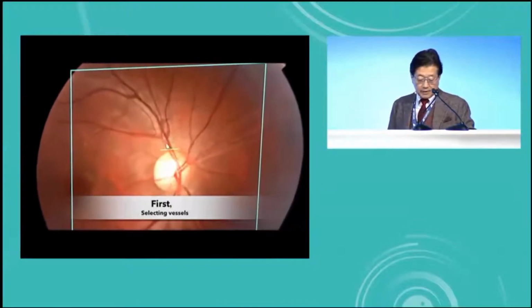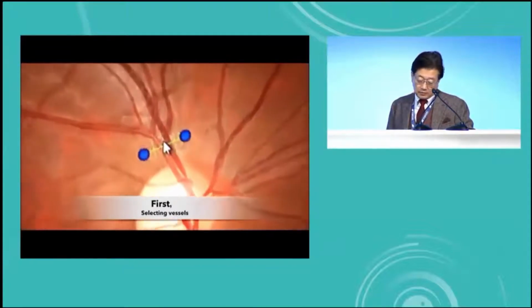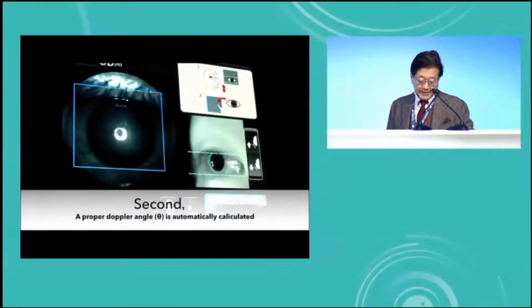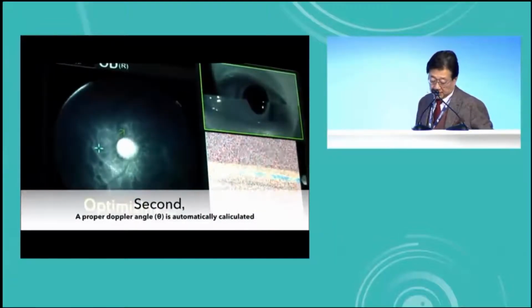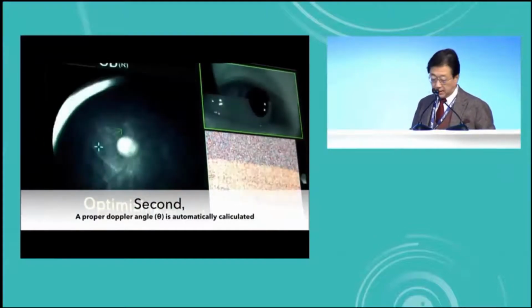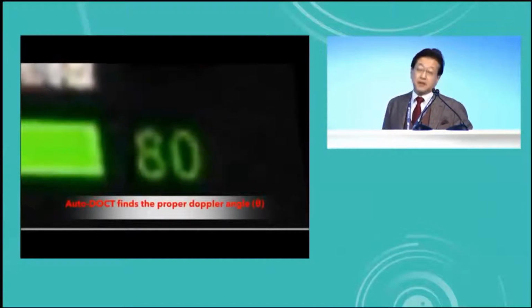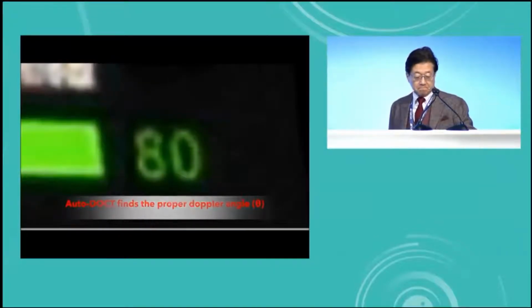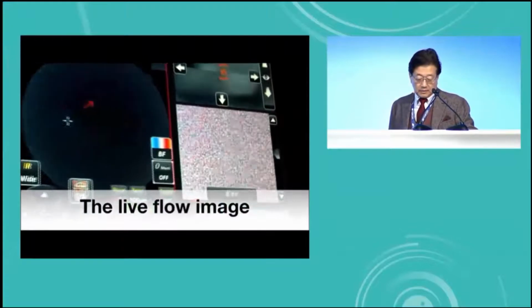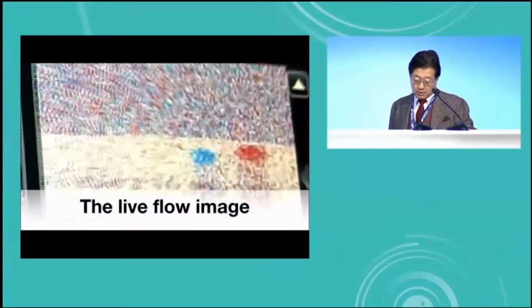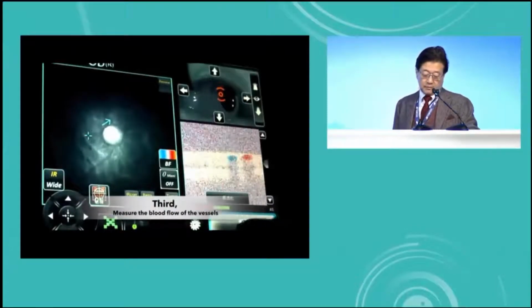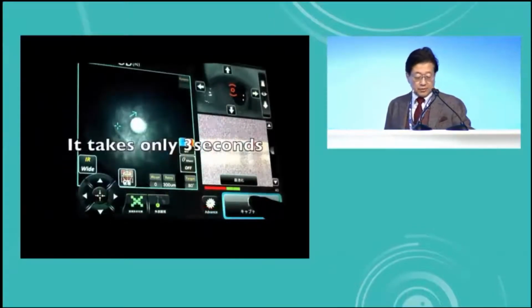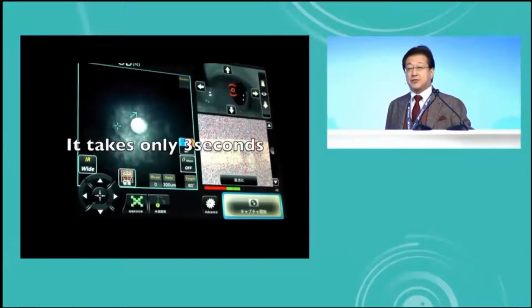This is the eye, and we have to do this manually. And second, the appropriate Doppler angle is automatically calculated. This is automatic, so we don't have to worry about this. It said 80. It's okay. Now, we check the live flow imaging. Then finally, push the button to get absolute retinal blood flow. It takes only 3 seconds.